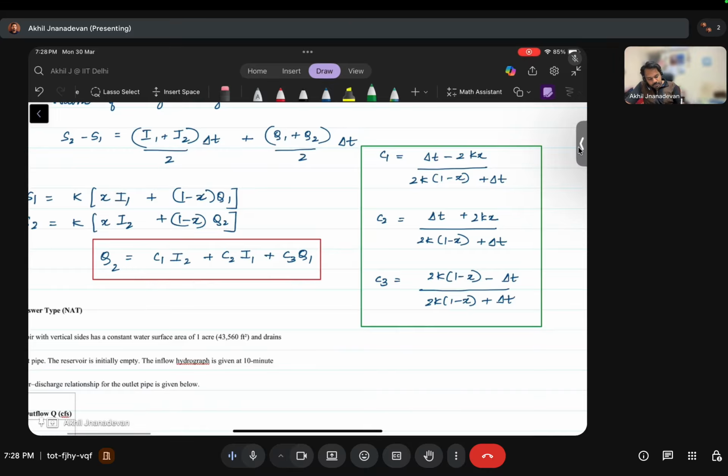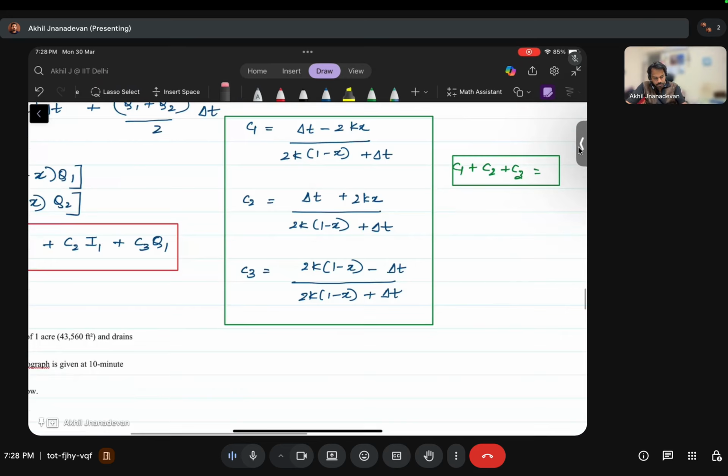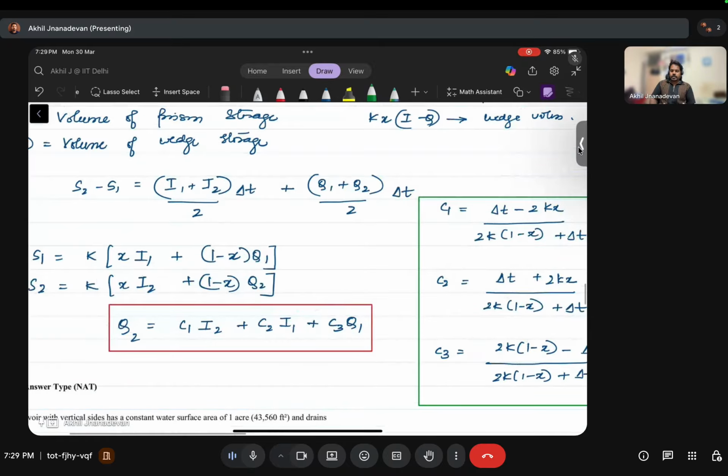And also there is a relation that C1 plus C2 plus C3 equals 0. So if you find C1 and C2, you don't have to repeat all the calculation, we can subtract from 1. Sorry, the sum is not 0, it is 1. So if we calculate C1 and C2, C3 can be calculated as 1 minus (C1 plus C2). Okay, fine. So this is how the Muskingum method is built.